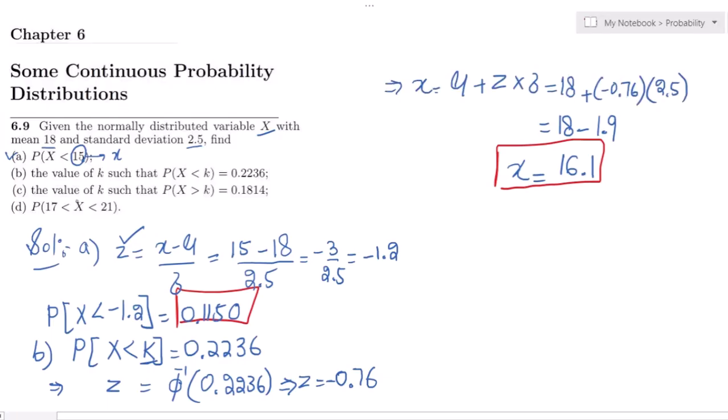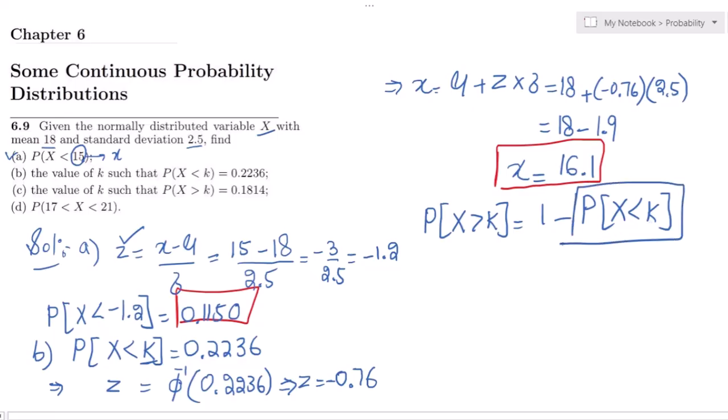In part C, we have to find the value of k such that P(X > k) equals the given value, and for this we need to find the value of z. We find it by the probability that x is greater than k, which would be 1 minus the probability that x is less than k, because this is the item for which the table has been created. So we need to find it in terms of this one.